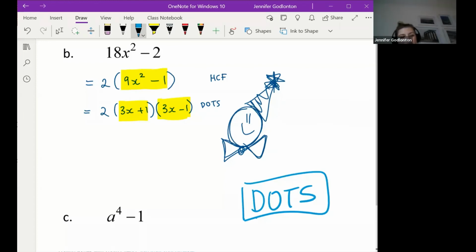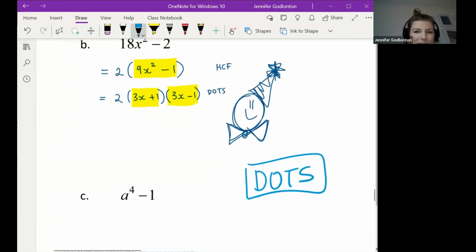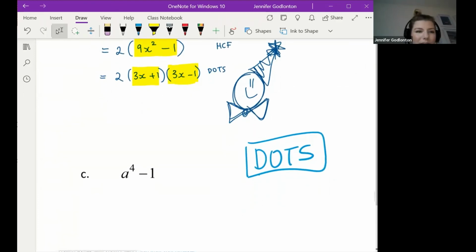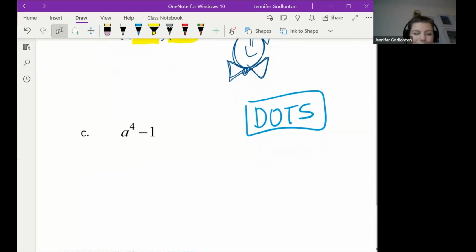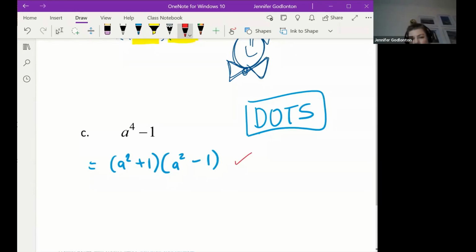Okay, let me take you guys out of your misery. I know that people have the answers and that you want to answer. I'm just going to go through this one with everyone because it's something new. So we have a to the power of 4 minus 1. We can definitely do DOTS, which is going to leave us with a squared plus 1, a squared minus 1. That's my first step. Hopefully everyone was able to get to the first step, which is great.